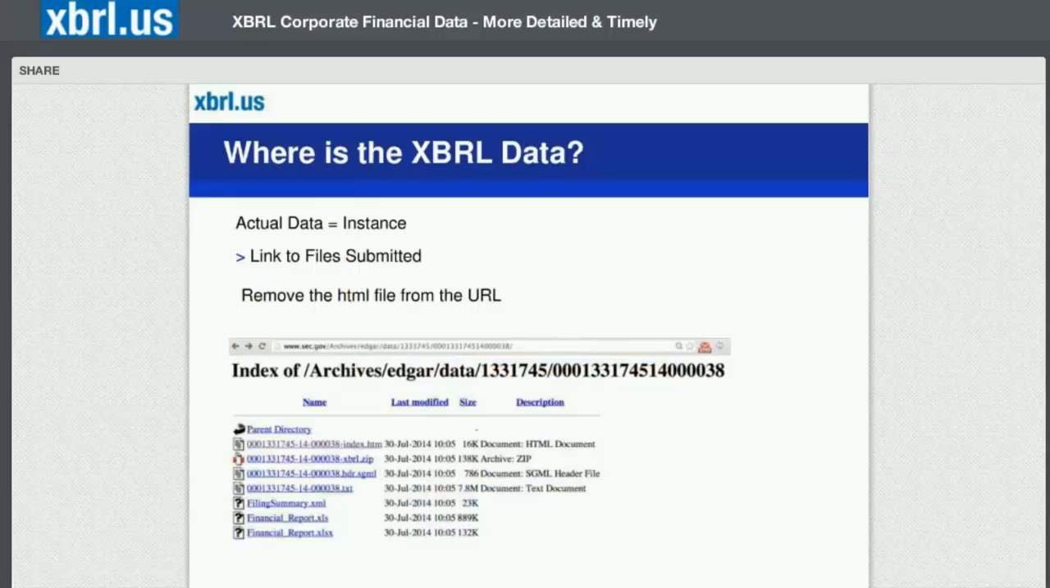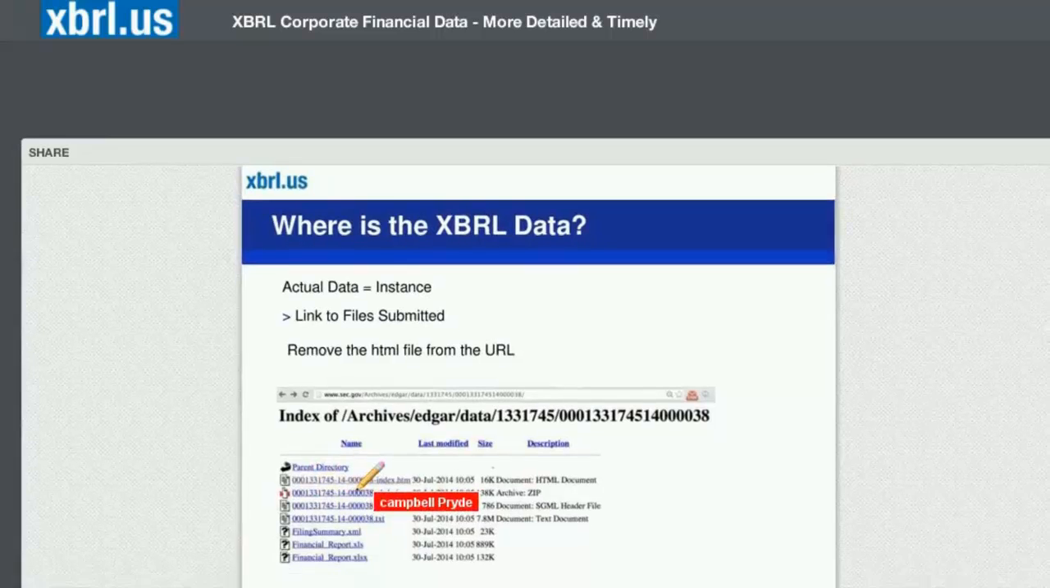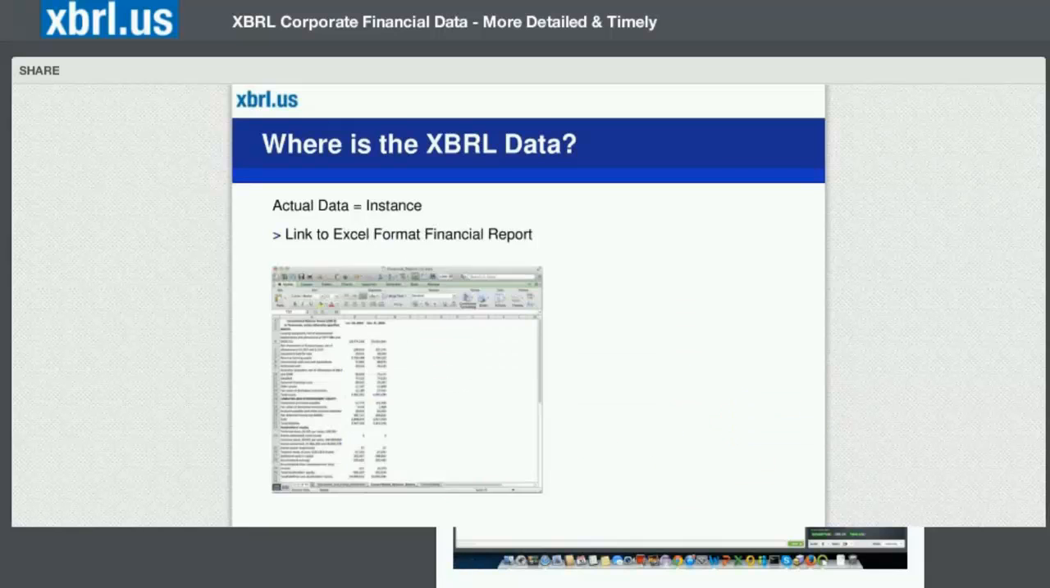One of the things though, before you get this data, you've got to get those files, and there's a number of different ways you can get them. This is that same page, but I've just taken the HTML off the end, and then you can see all the files that are available there. This includes the original HTML filing, a zip file of all the filings on the SEC website, a text version of the filings, and they also have an Excel version on there as well.